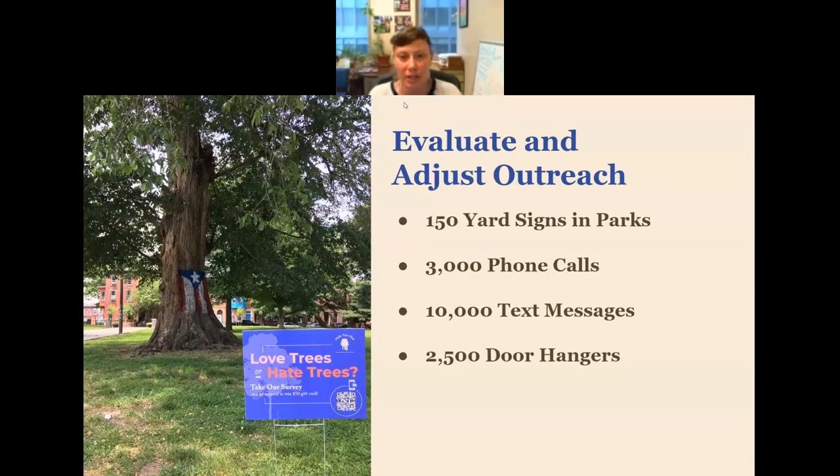We also factored in time to pause and evaluate where we were receiving the survey responses from, and we took some time to adjust the outreach methods. We distributed yard signs in parks in these high priority areas. We paid residents to do 3,000 phone calls to people in these areas to do the survey with them over the phone. We sent text messages and we distributed door hangers.